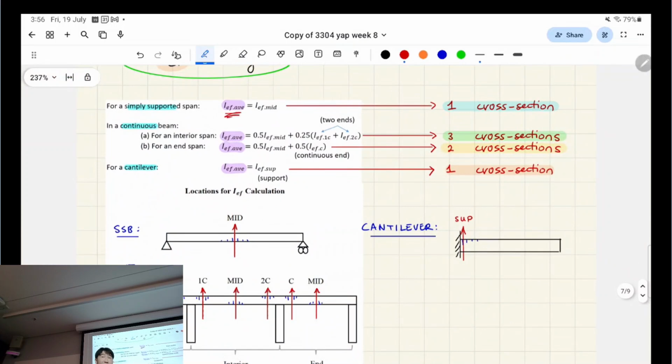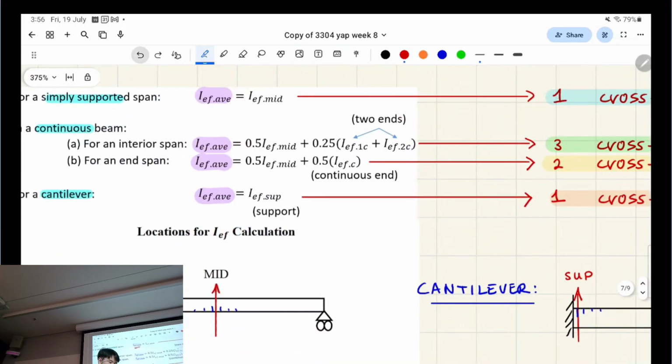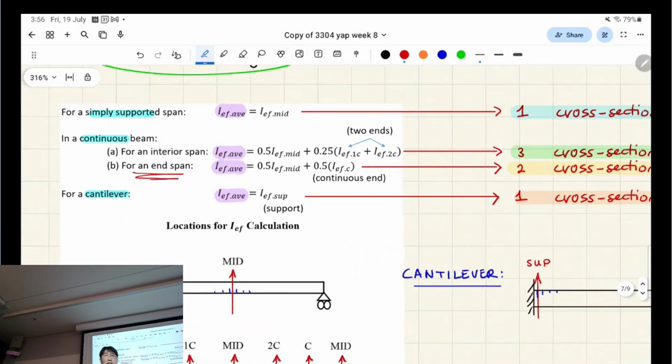So let's go back to that case where you have a continuous beam end span. How many values do we have for Ie? Exactly. We have one at the mid and one at the continuous end. So you literally just plug it in and it has equal weighting to these. But if you're doing an interior span, it has 1/4 weighting for both the ends. So they have different weightings.